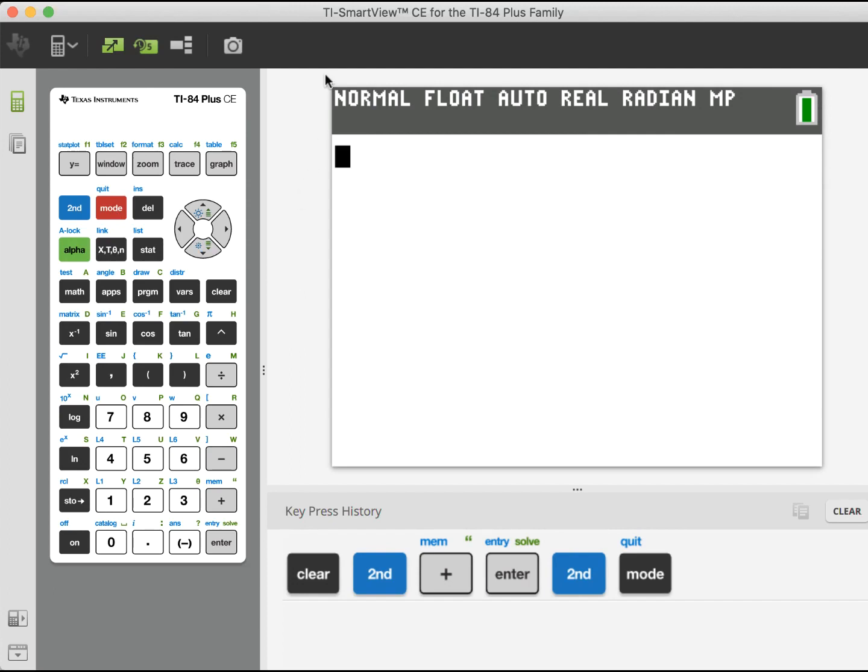If you have a TI-83 calculator, it will not be able to be updated. But if you have a TI-84, I can update it. If you need help with that, let me know.